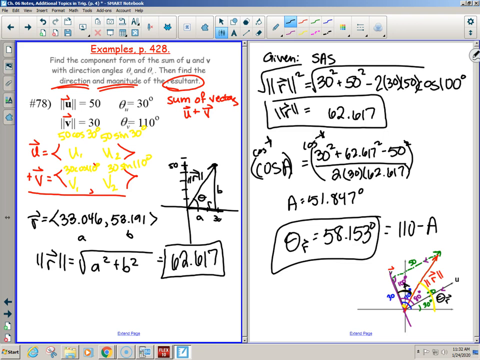It's a right triangle. I have an opposite, I have an adjacent. How do I solve an opposite and adjacent with an angle? Tangent. So can't I say that theta is, wait a minute guys, what kind of angle is this?